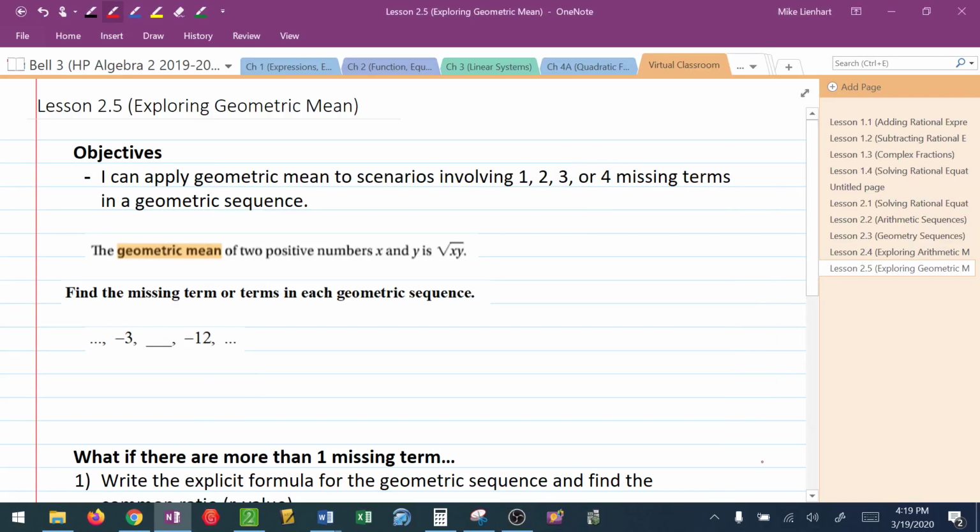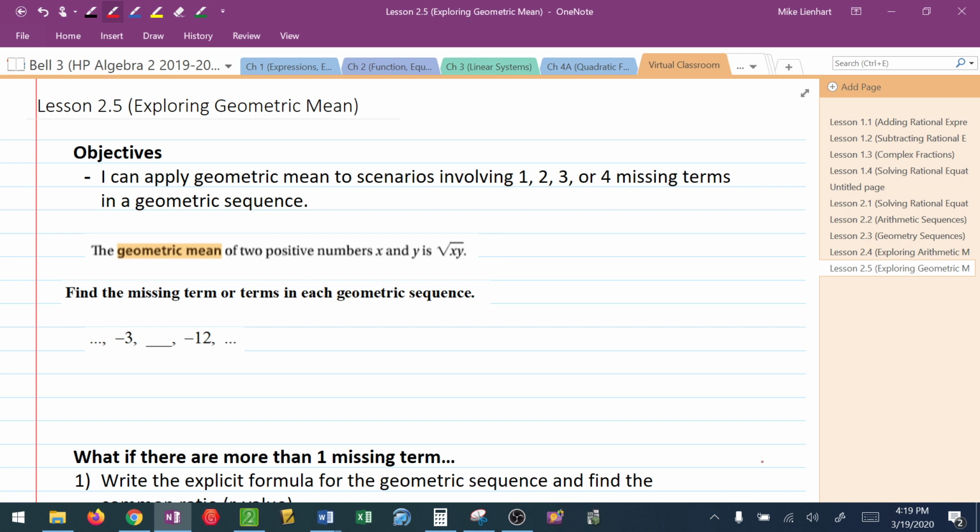All right, this video is entitled Exploring Geometric Mean. Our objective from this is: I can apply geometric mean to scenarios that involve 1, 2, 3, or 4 missing terms in a geometric sequence.